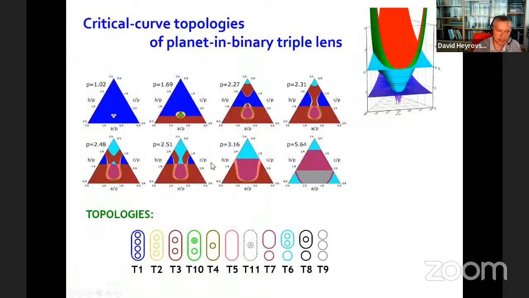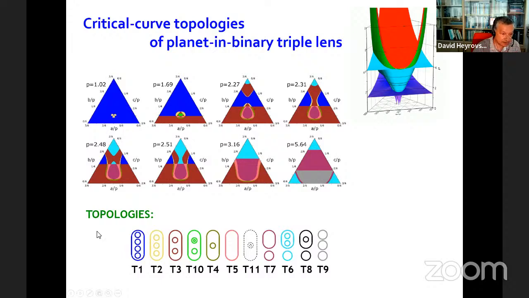Of course, you can do the same. You can map the critical curve topologies from going from down to up. And you can do the same. I have just fewer sections here, going from 1 to about 5.6 or so.